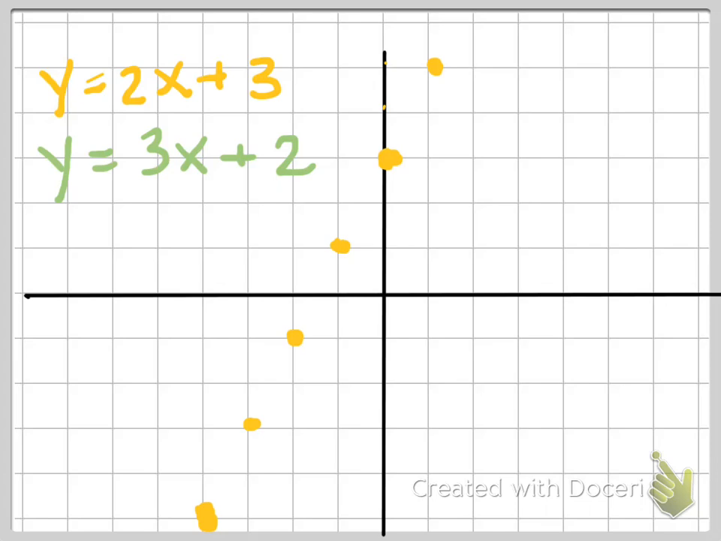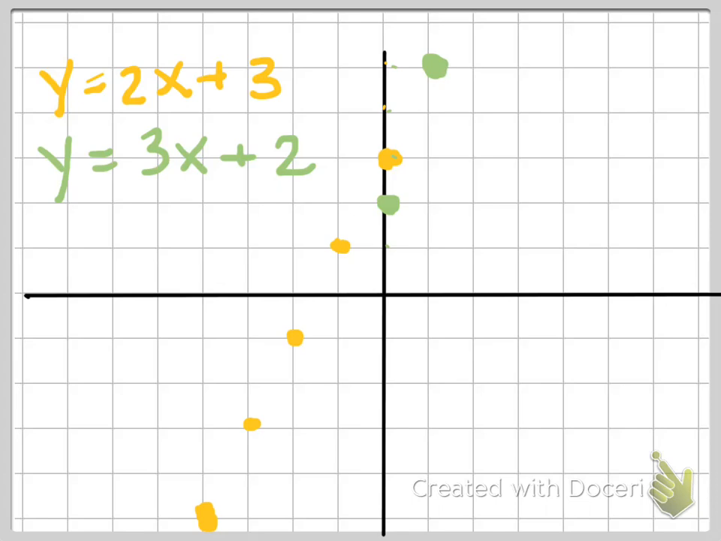For my next equation, y equals 3x plus 2, again, I want to start with my y-intercept of positive 2. So from the origin, I'm going to count up 1, 2, and drop it off. And now I need to deal with my slope. This is the same thing as up 3 over 1. So from this point, I'm going to count up 1, 2, 3, and over 1.